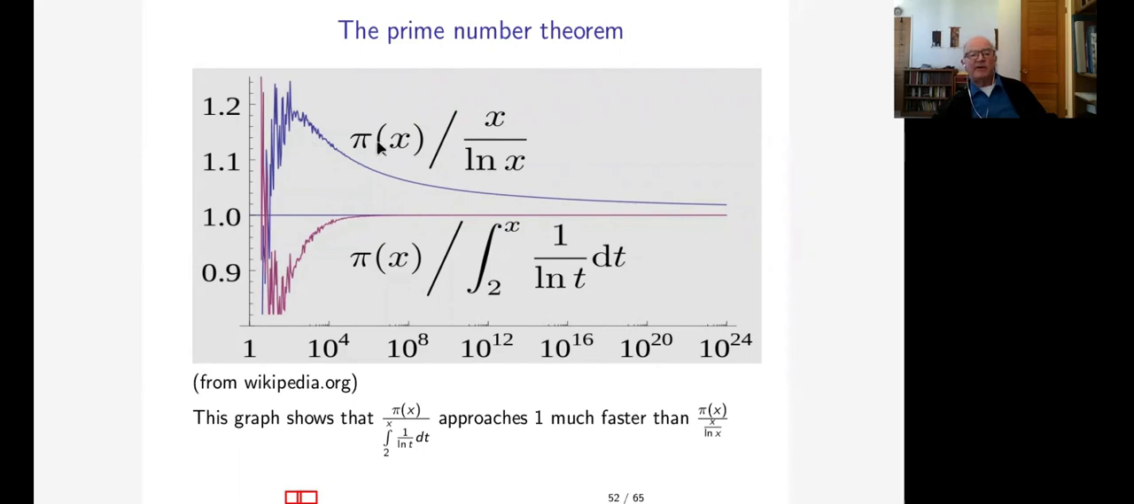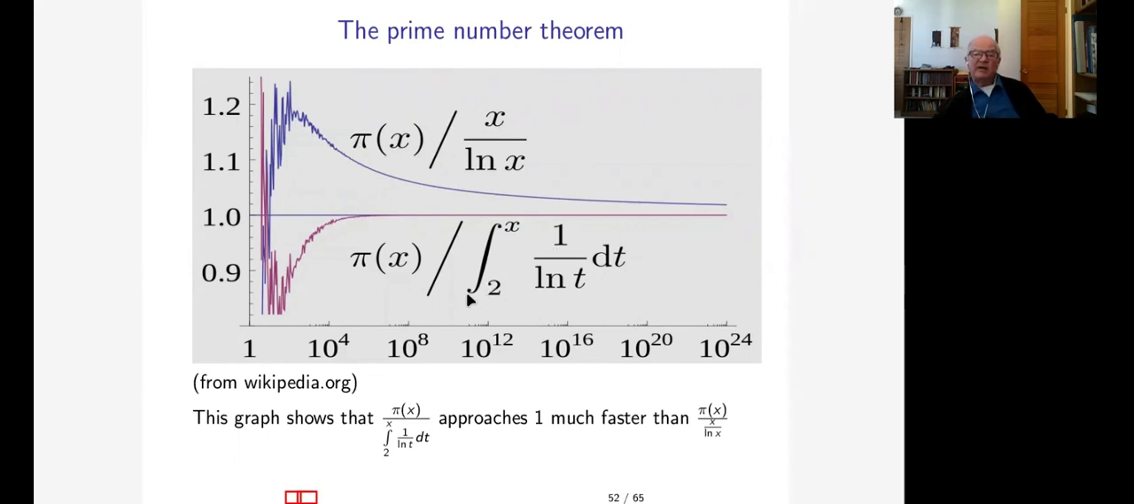Here is the graph of pi of x over x over log x. And you can see first it grows a little bit, then it starts decreasing. And as x approaches infinity, this gets closer and closer and closer to 1.